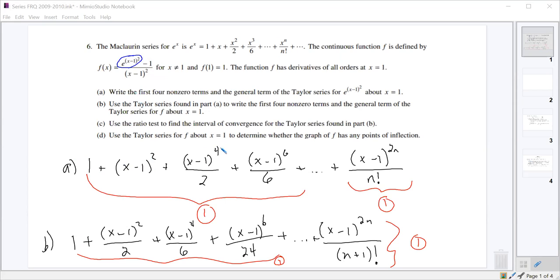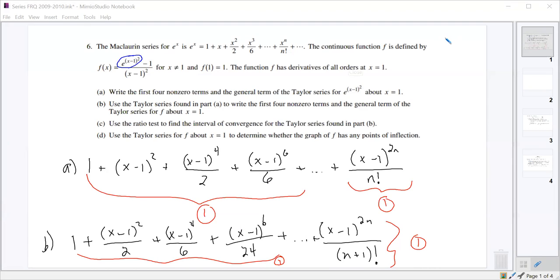X minus 1 to the 4th over 2 divided by x minus 1 squared is x minus 1 squared over 2. X minus 1 to the 6th, when I divide it by the x minus 1 squared, gives me x minus 1 to the 4th, the 6 stays, and so on with each term. Does that make sense, Shayla?